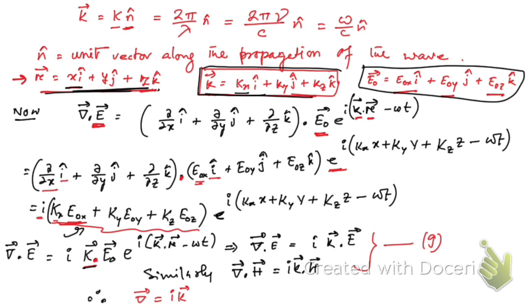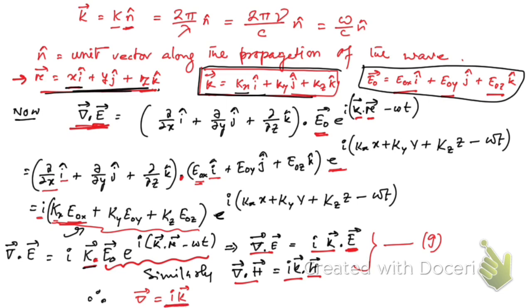So now you see, e naught into this is nothing but the e vector, so that's why I have replaced it by the e vector. So we have got divergence of e is equal to i k vector dot e. Similarly, we can show divergence of h is equal to i k dot h. So that means we can say the del operator can be replaced by i k vector, right?